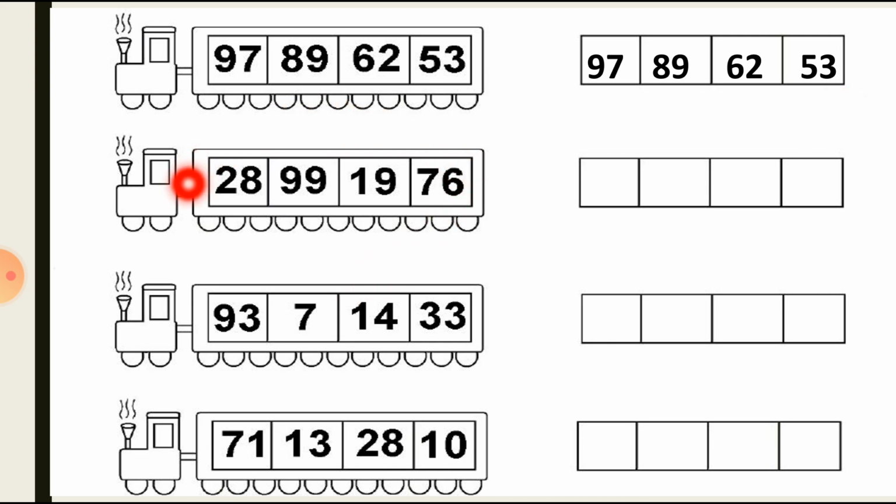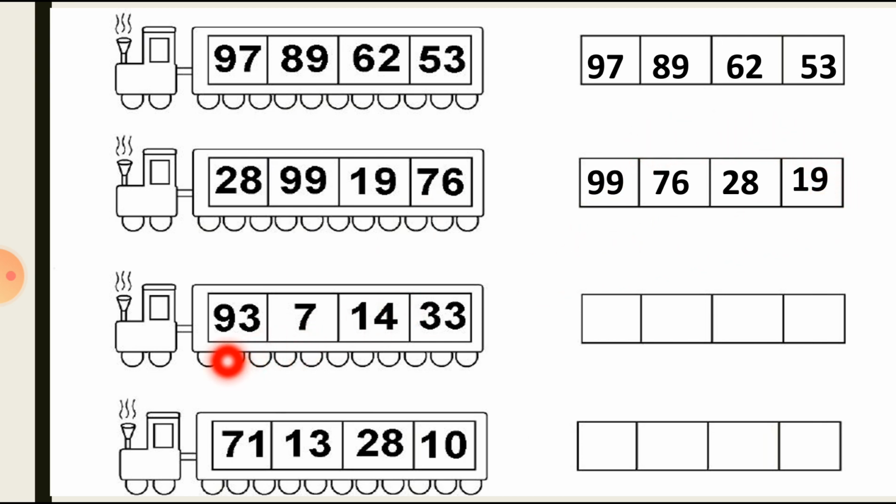Now here just find out the biggest number, and here the biggest number is 99. After 99 the biggest number is 76, so write down 76. After 76 we take 28, and then at the last the smallest number is 19. Here you can also see that it goes from biggest number to smallest number.